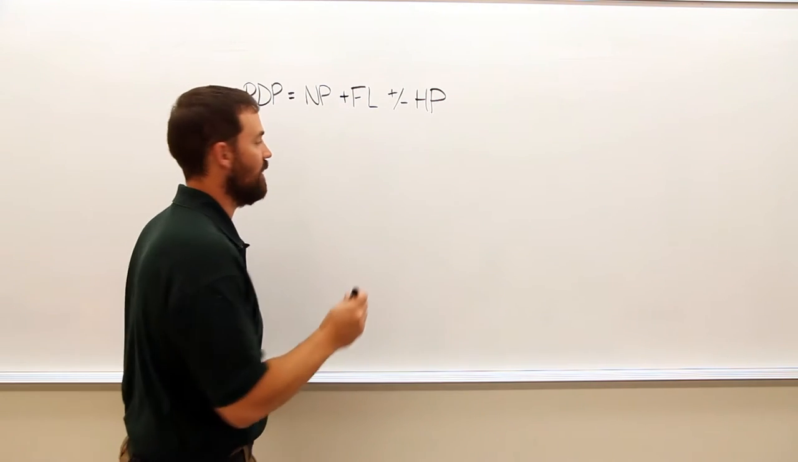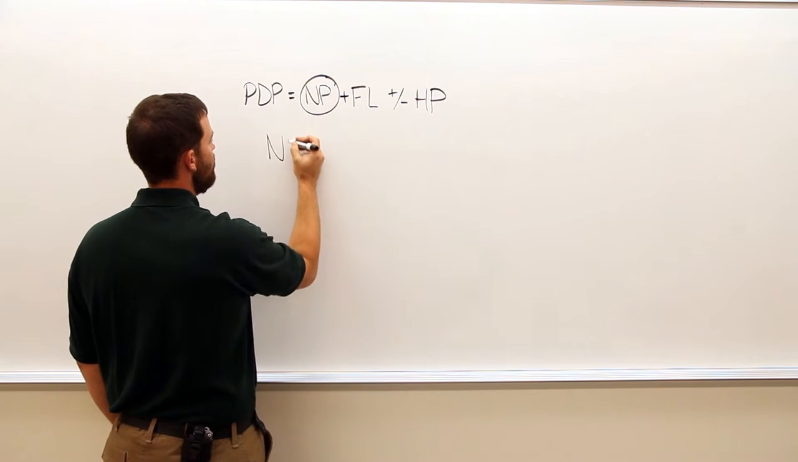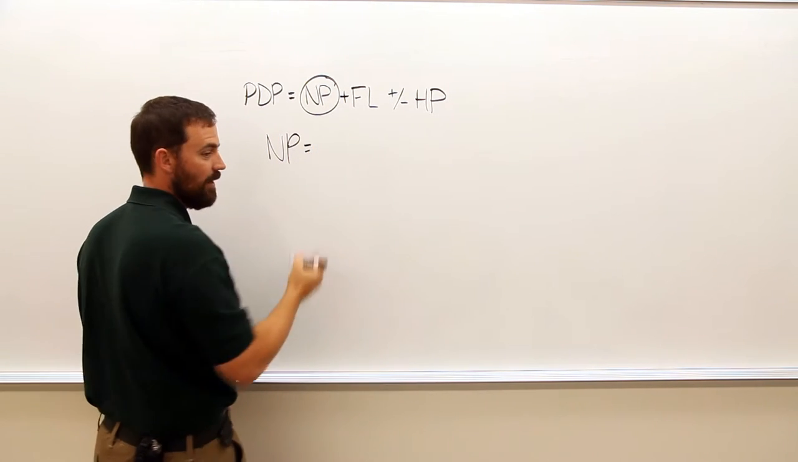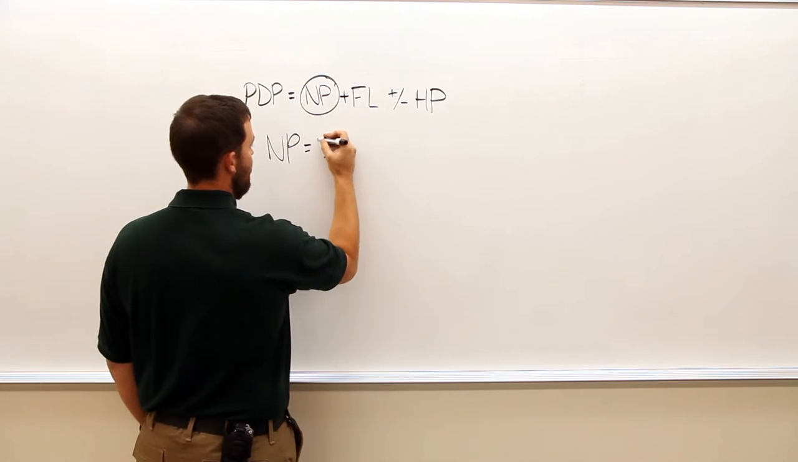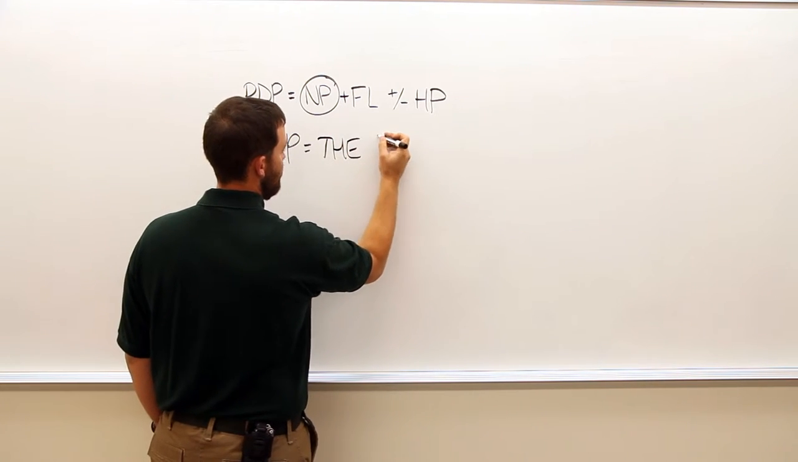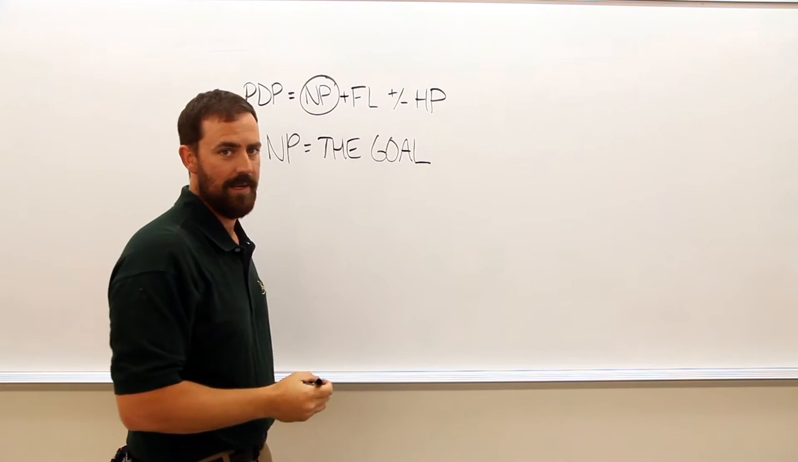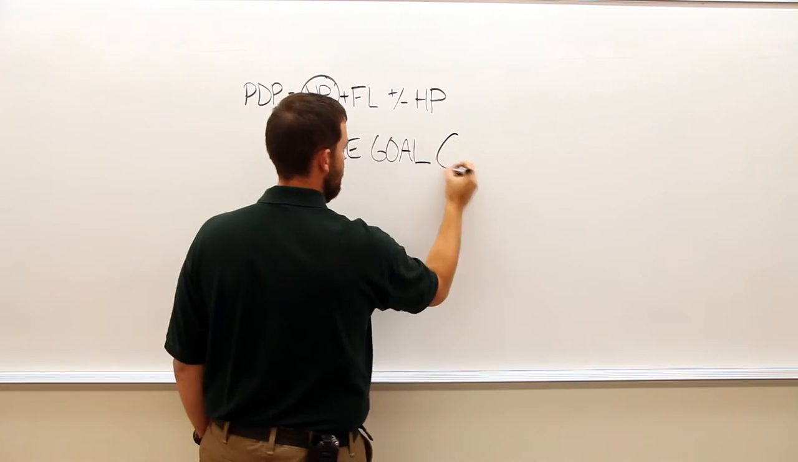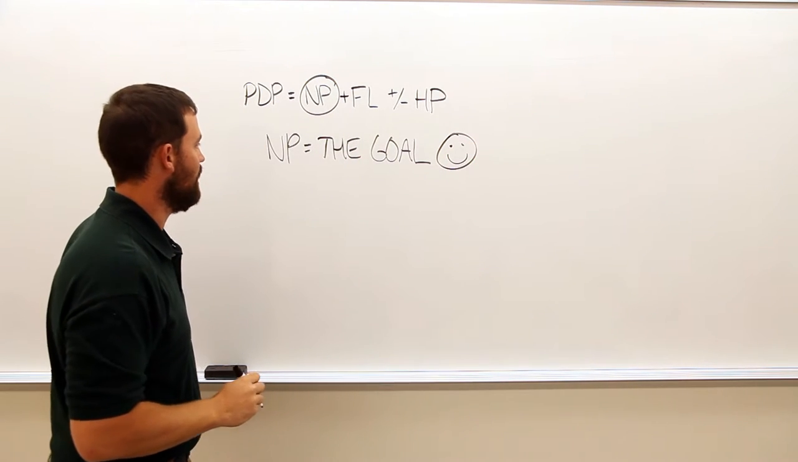So the first part of the equation is NP, or nozzle pressure. Nozzle pressure is important simply because that's what we need at the end of the hose lay. That's the goal. We want to deliver the right amount of pressure to the nozzle at the end of the line. And delivering the right amount of pressure leads to happy firefighters. And we want happy firefighters.